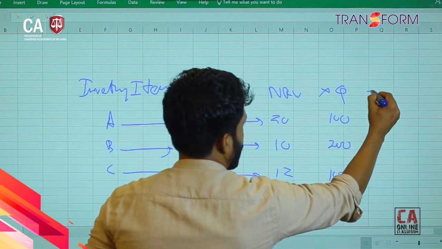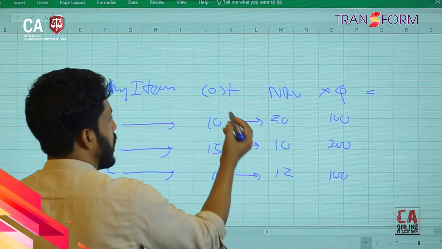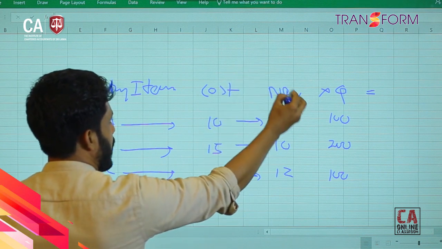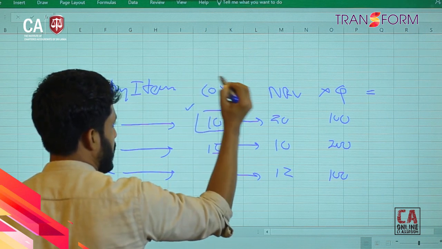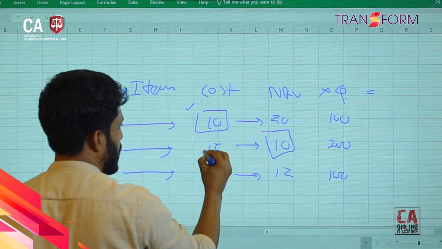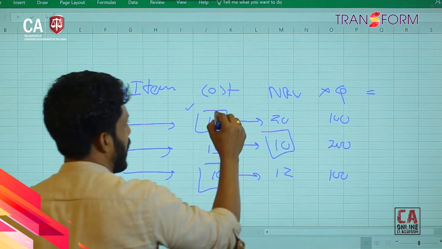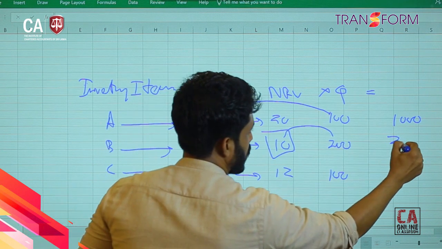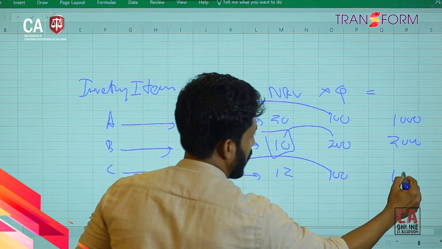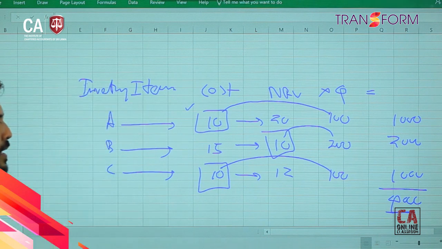So here you are going to calculate the year end value, right? Year end or month end value. Here what we are going to do is cost and NRV, whichever is lower. We can use the cost, right? Here we can use the NRV because the cost is higher than the NRV. Here we have to use the cost again. So 10 multiplied by 100, 1000, and then 2000, and then again 1000. So 4000 is the year end or month end inventory value.